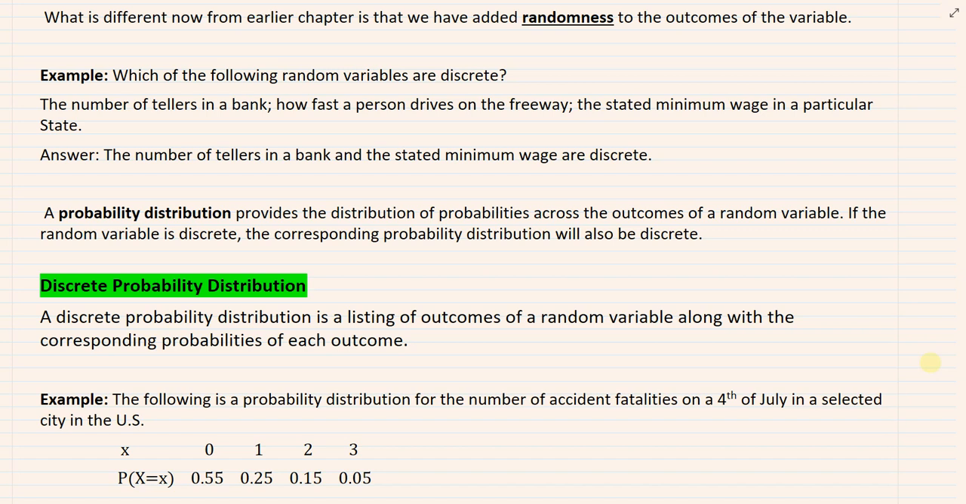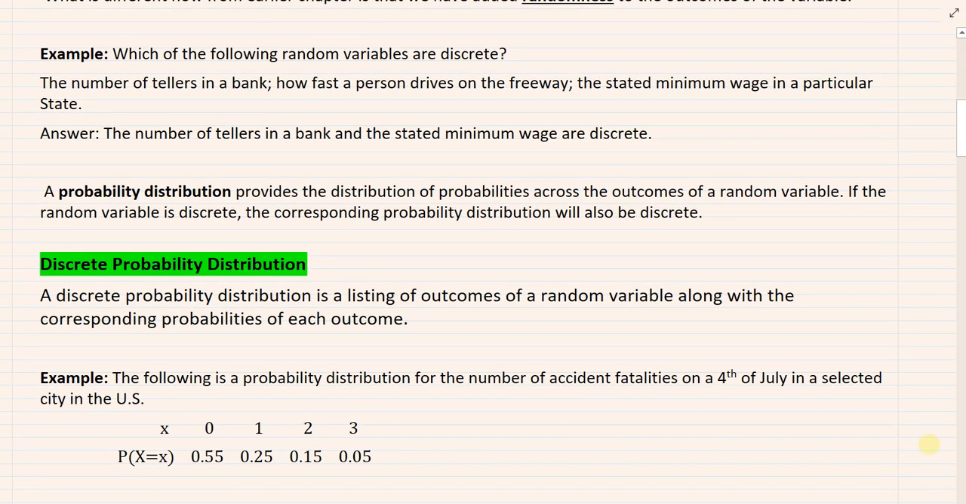So X is the number of accident fatalities. The number ranges anywhere from 0 to 1 to 2 and 3. Okay, so 0 means no fatalities. 1 means just that, exactly 1. 2 means 2, 3 means 3. They're literally what they are. Now notice that's the listing, the outcomes of the random variable I was talking about. So the outcomes are again listed 0, 1, 2, 3.